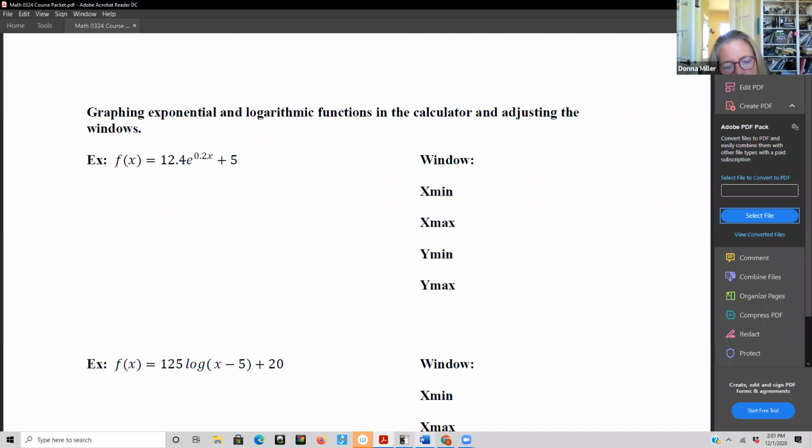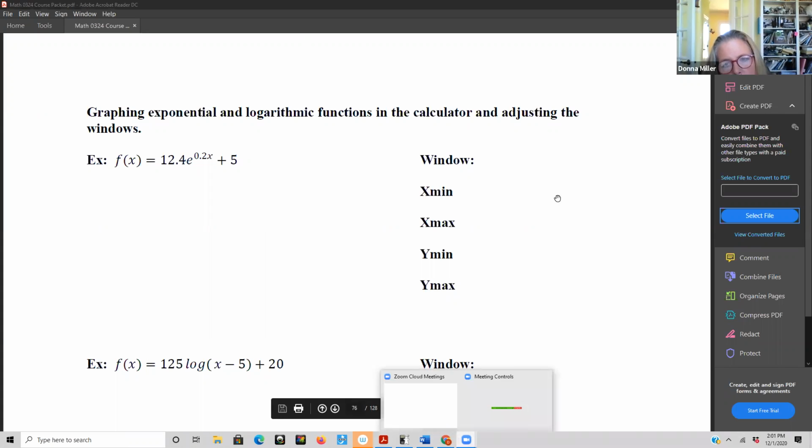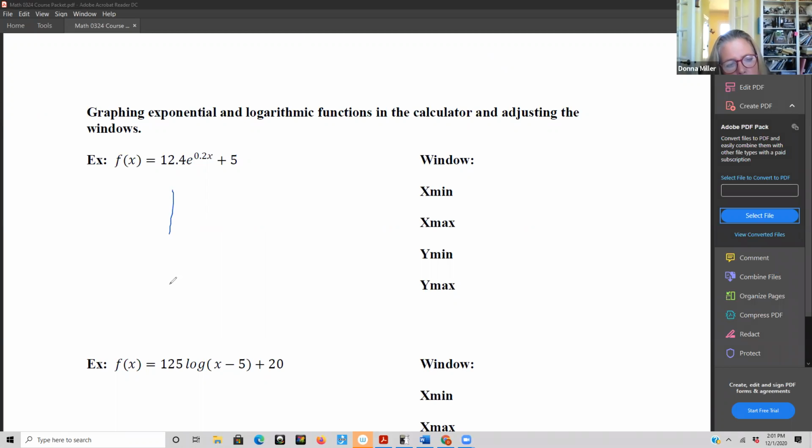Let's see, what is going on here? There we go. You want to be able to see that nice exponential curve. With this particular graph, I knew it didn't go below 5, right? And that's what they call a horizontal asymptote, because it doesn't drop below it. And I know it goes up, right? And across it like 17 or something. But you want to be able to see a good picture of it.